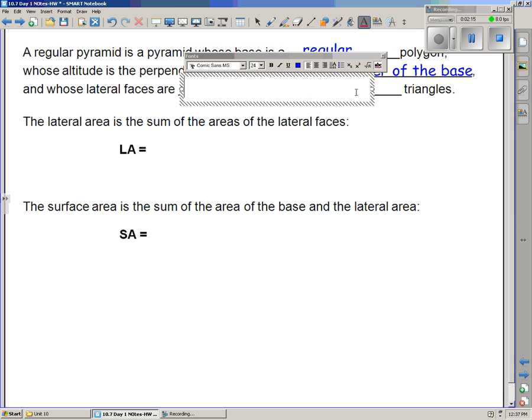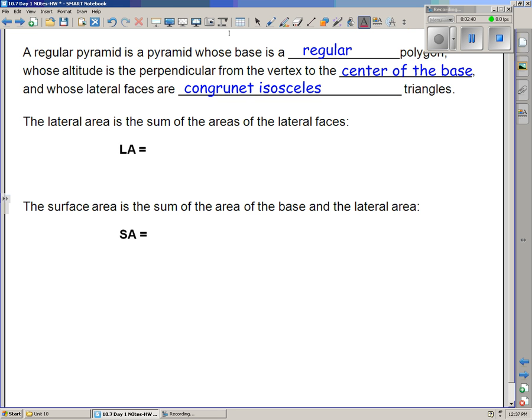Now hopefully that makes sense. If we've got a regular base, and then we're going up to the same point, we have to go up the same distance to that point. So we've got two sides congruent for sure. Now the third side, the side of the base, could be congruent to those sides, but it might not be. So all of the lateral faces are going to be congruent isosceles triangles.